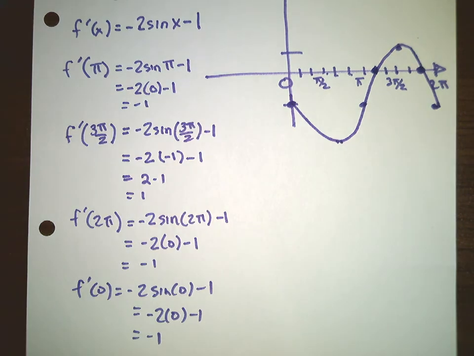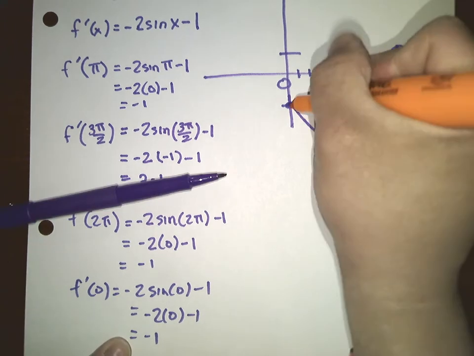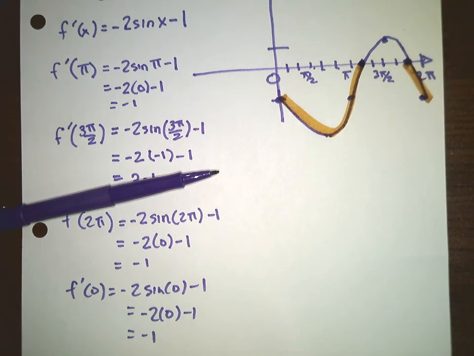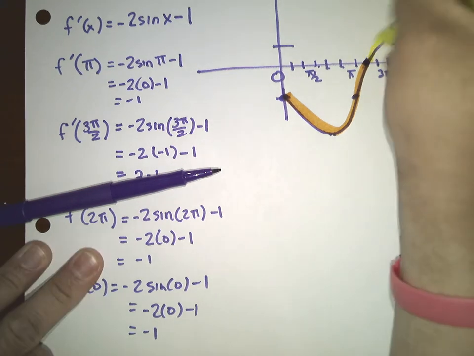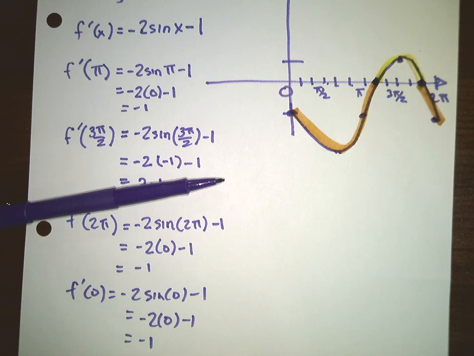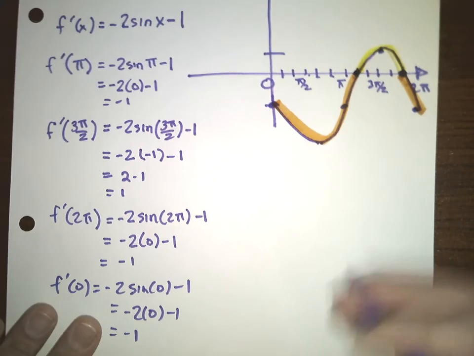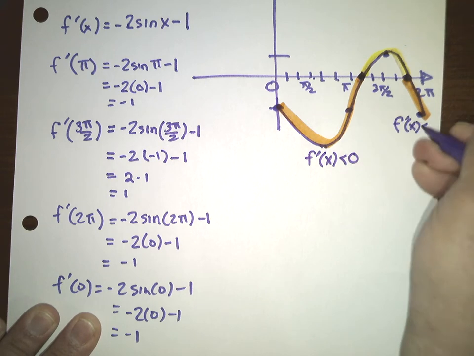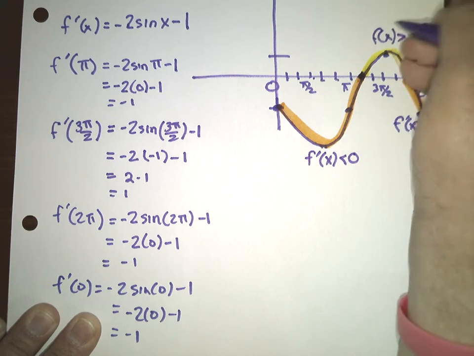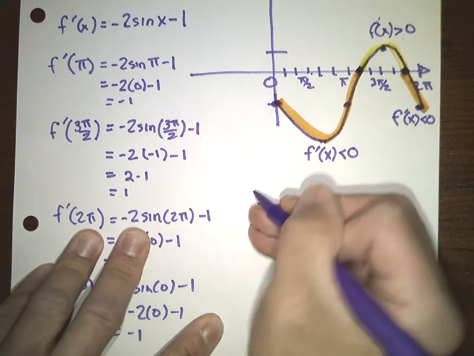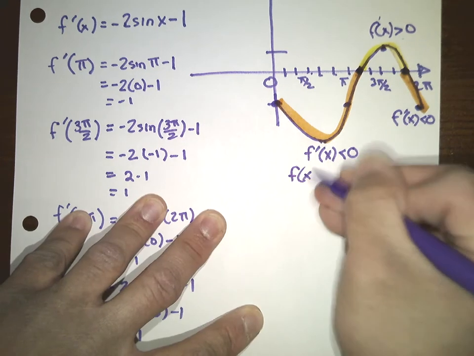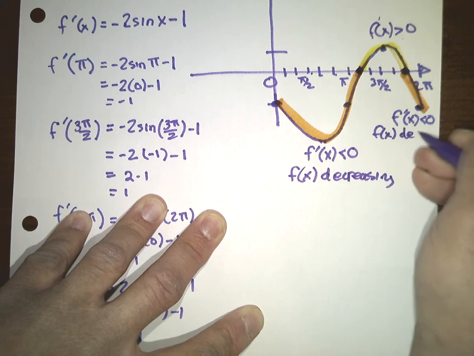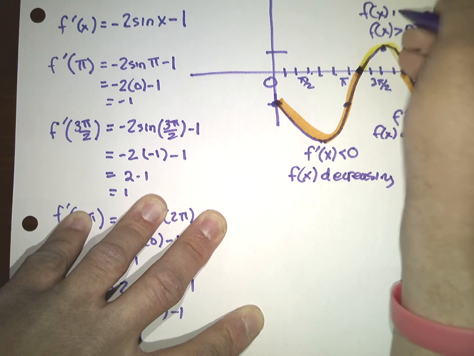All right, so now we see this is where the derivative is negative, this is where the derivative is negative, and this is where the derivative is positive. So luckily we're almost done here. This is where f prime of x is less than 0, f prime of x is less than 0, f prime of x is greater than 0. So that means that on this interval, f of x is decreasing, and here f of x is decreasing, and here f of x is increasing.